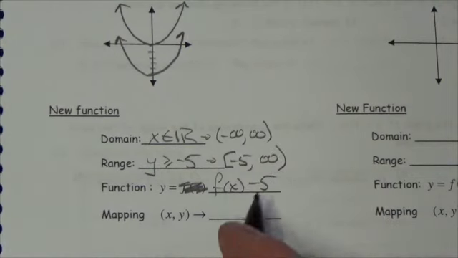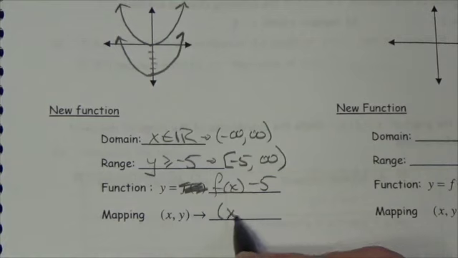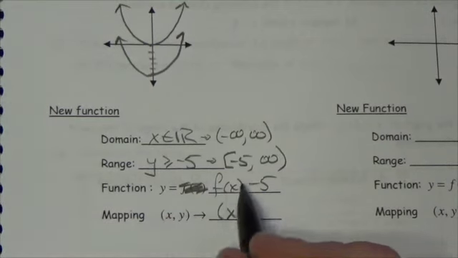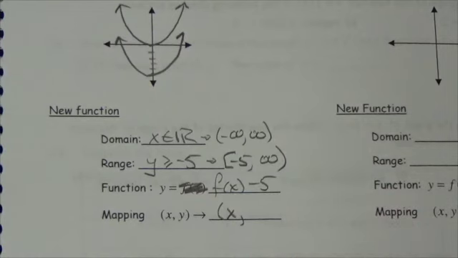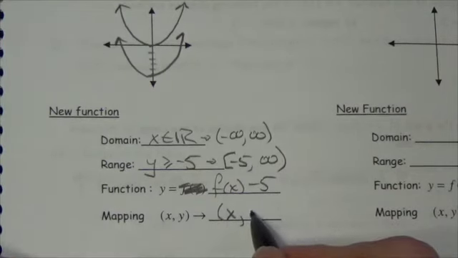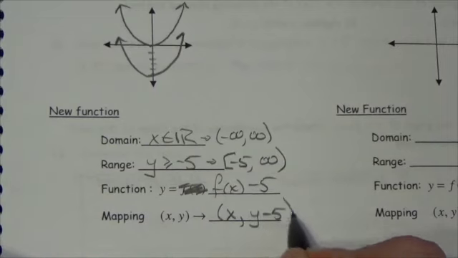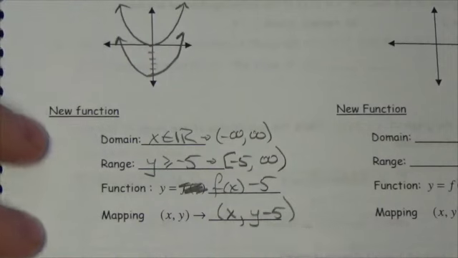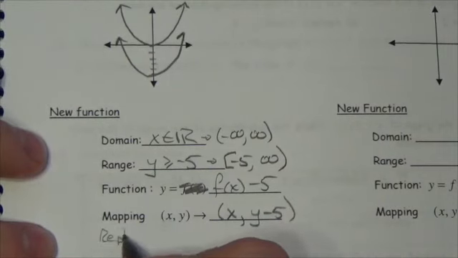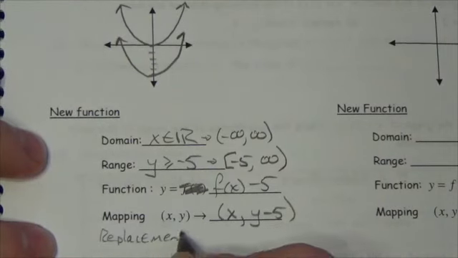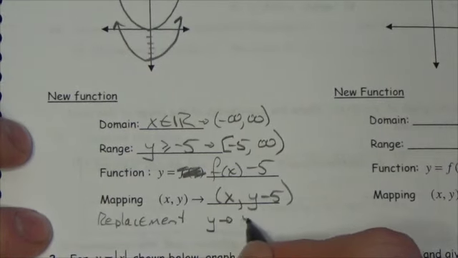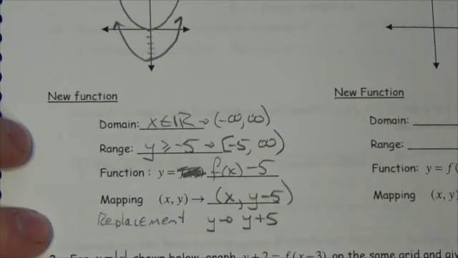My mapping here, notice that nothing has happened horizontally, so the x stays the same, but my y-coordinate has been decreased by 5. So when I say a vertical translation 5 down, I am describing what's going on with a point, so this means y - 5. However, in the function, the replacement, because this question is also asking for the replacement here, the replacement that occurred was I replaced y in the function with y + 5.